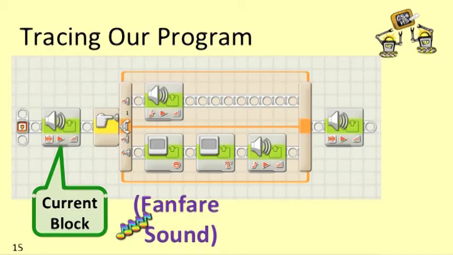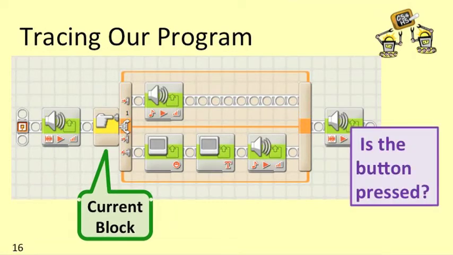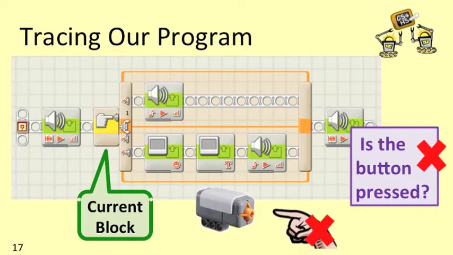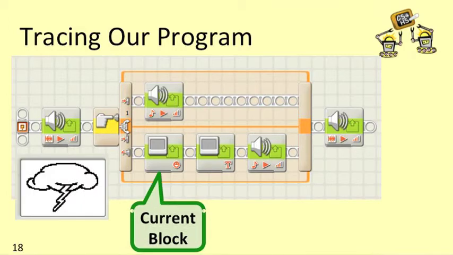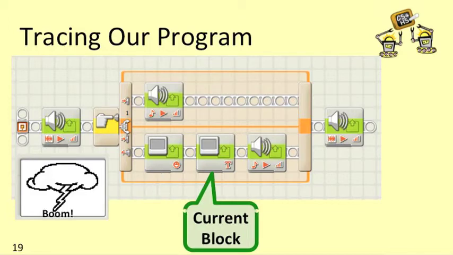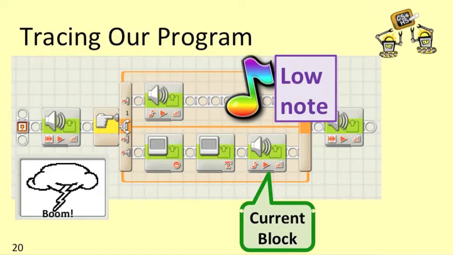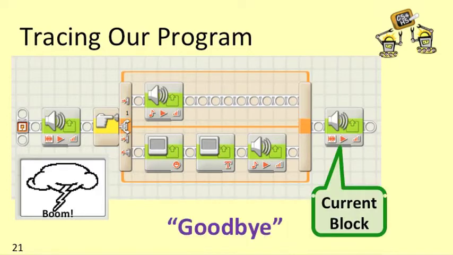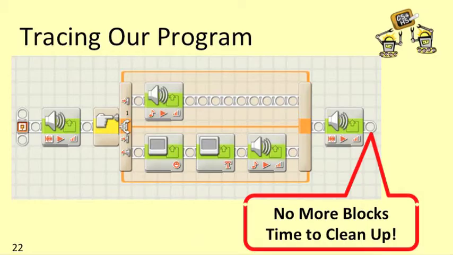Let's trace that same code again, but this time we'll see what happens if the button isn't pressed. We begin again with the fanfare sound, but this time when we check the touch sensor, we discover that the button isn't pressed, so we take the lower path. First we draw the lightning on the screen, then without clearing the screen, we add the word boom at the bottom. Next, we play the low note and say goodbye, and then we're done with the program.